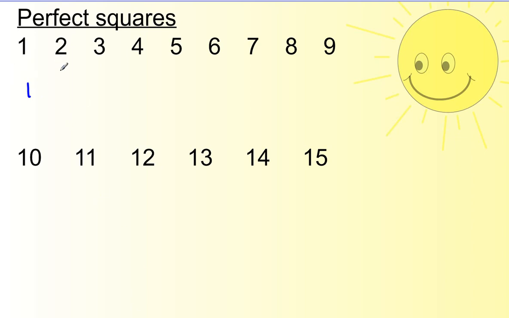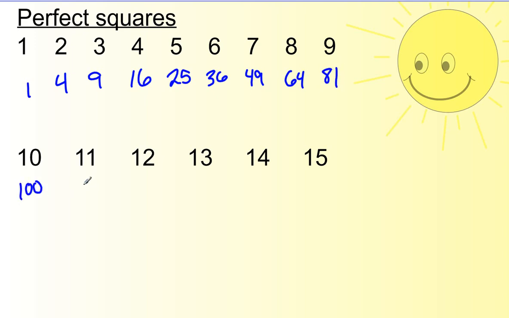So 2 times 2 is 4. 3 times 3 is 9. 4 times 4 is 16. Let's keep going. We got 25, 36, and if you know these all off the top of your head, that's awesome. 49, 64, 81, 100. Let's see, 121, 144. This is about where I start to get lost a little bit.